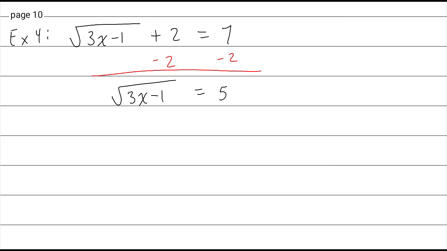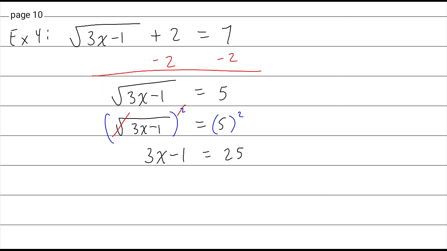Now it's like the other problems, where I can just raise both sides to the second power, because I want to get rid of a square root. The square root cancels out to leave me with 3x minus 1 on the left. 5 squared is just 25 on the right. Add 1 to both sides. Divide both sides by 3. That's just going to give me 26 over 3.